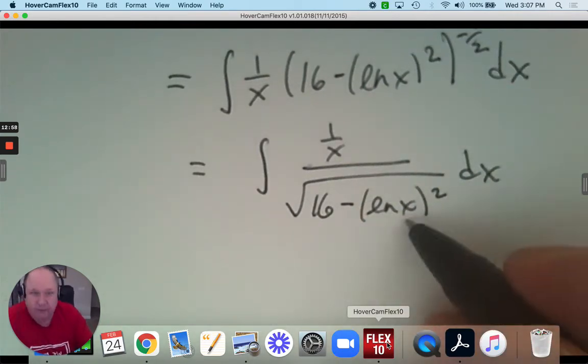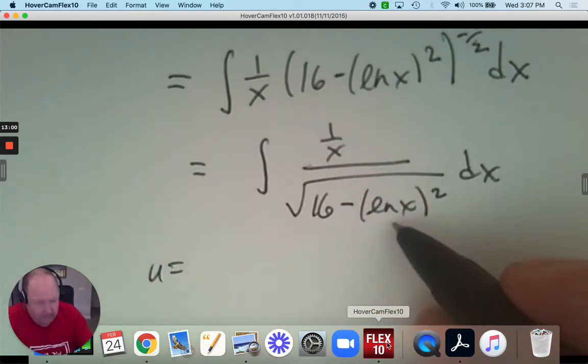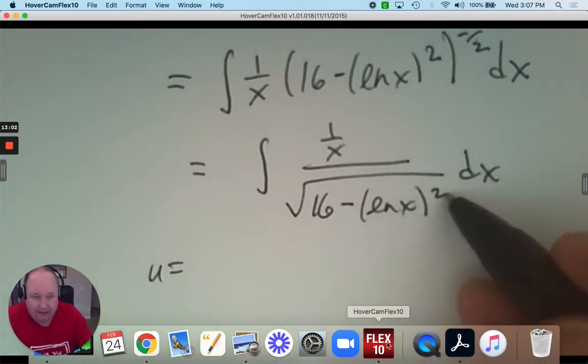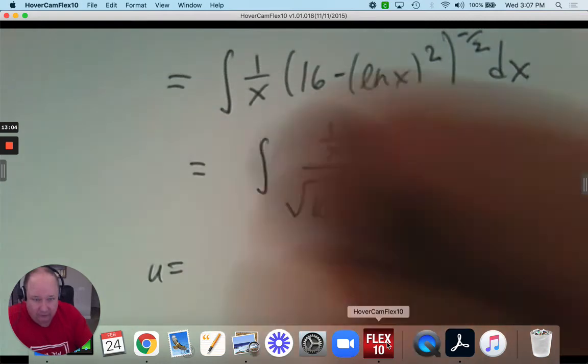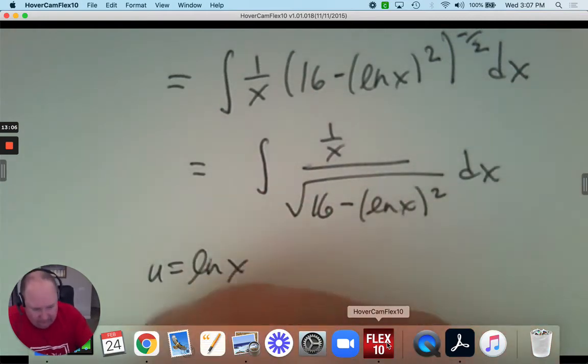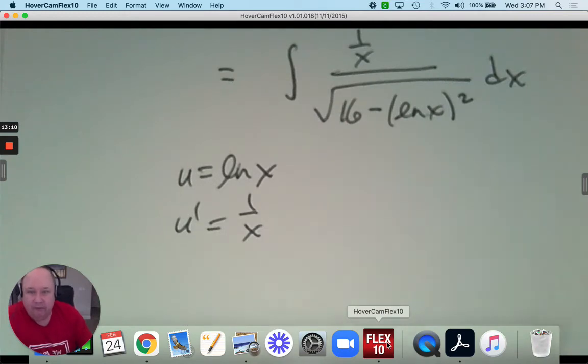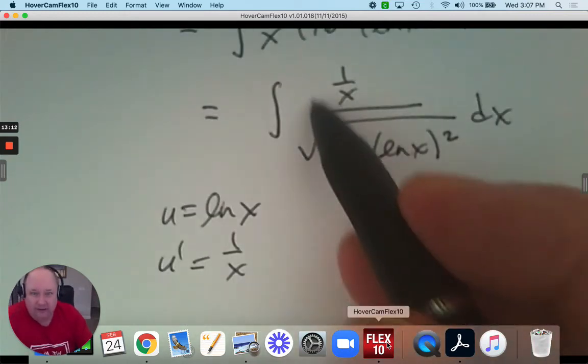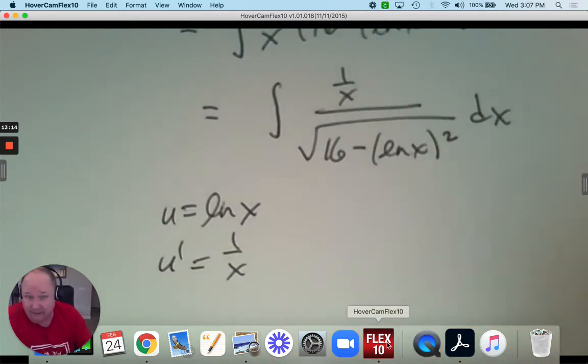So let's break it down. U is the square root of ln x squared. So the square root and the square, that's just ln x. So the derivative of u is 1 over x. That's the hook that needs to be in the numerator. It is actually there. It's working.